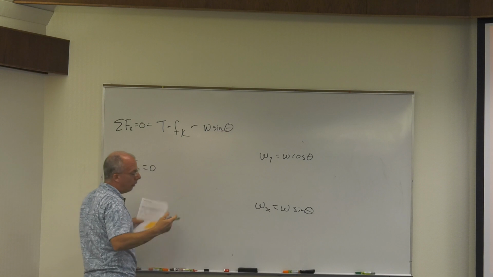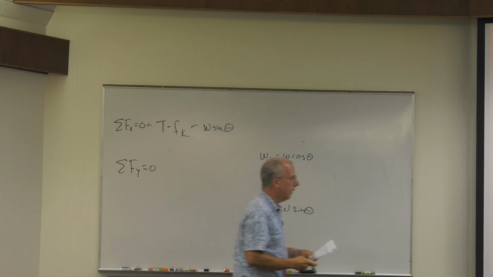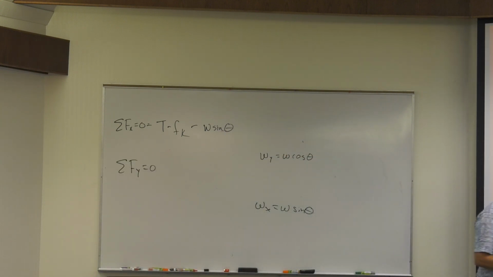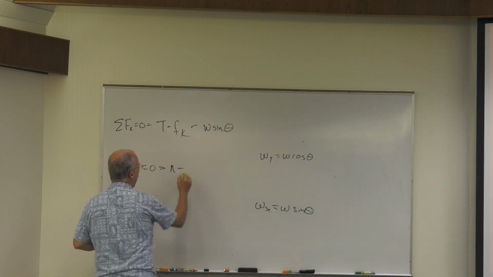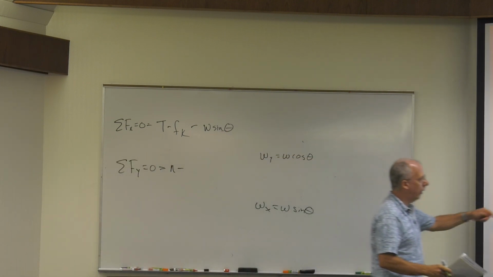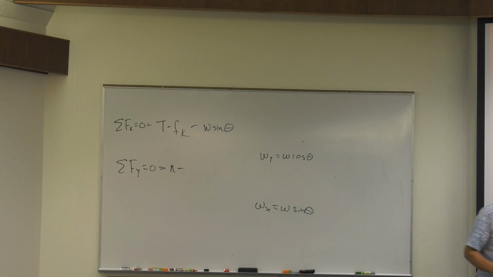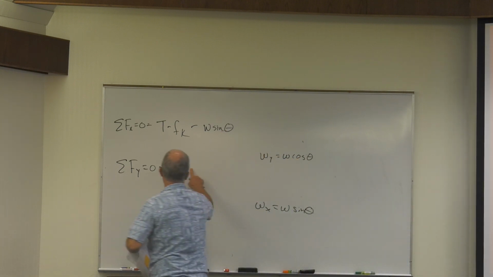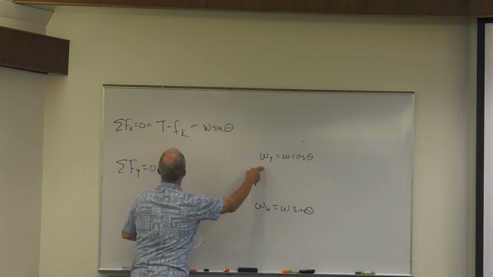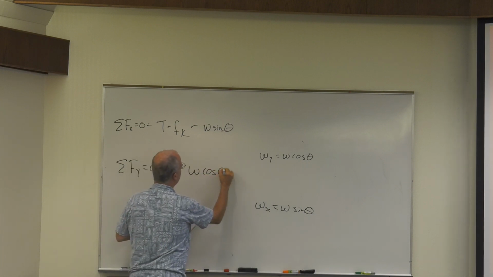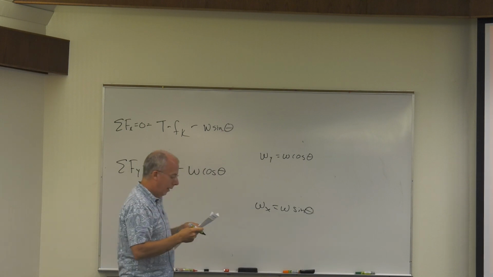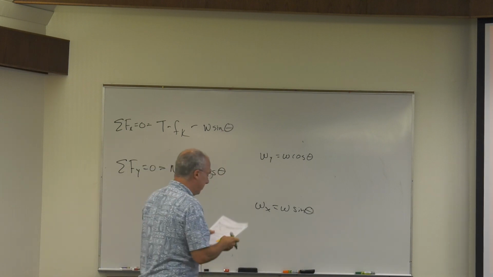Let's do the y. Again, we're going to say it's equilibrium, sum of the forces equals 0. So we have N, and then Wy points in the negative y. So we could write down Wy, but we don't know what that is until we do the math. So Wy is W cos theta. And there you go.